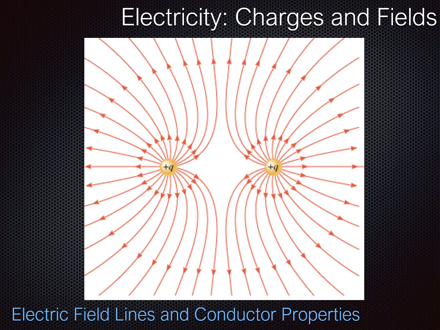So, this is electric field lines and conductor properties. You can see a picture here of two positive charges, and what you see are the red electric field lines that are coming off of those charges. You remember that positive charges have electric fields that are pointing away from them. So we're going to look at why this diagram looks so much more complicated than what we saw before. Don't worry, it'll make sense, I promise.